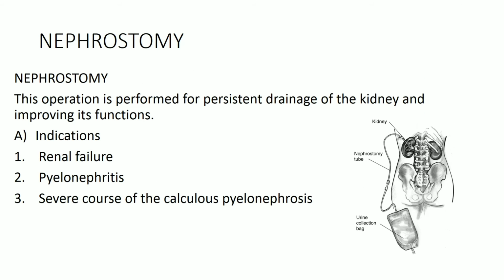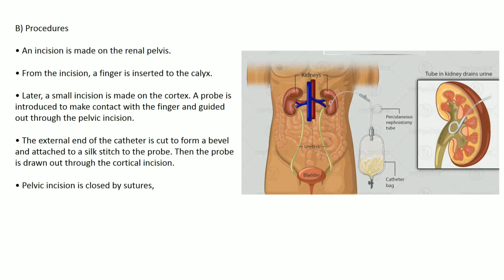Nephrostomy. The operation is performed for persistent drainage of the kidney and improving its function. Indications are renal failure, pyelonephritis, and severe course of calculous pyelonephrosis. Procedure. An incision is made on the renal pelvis.